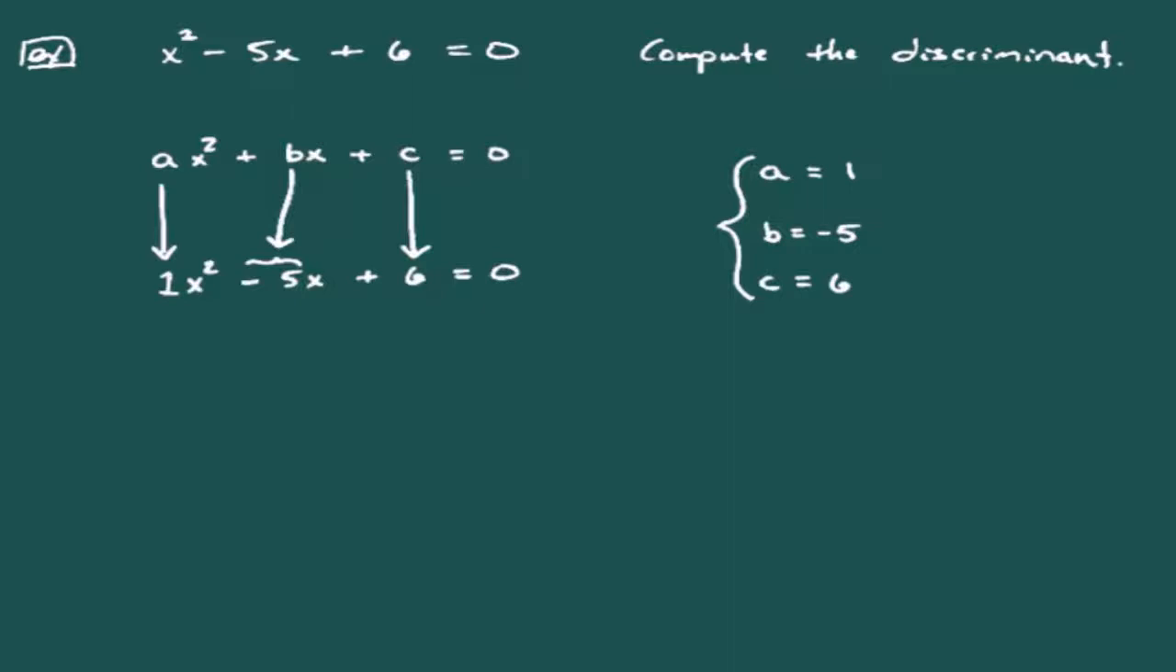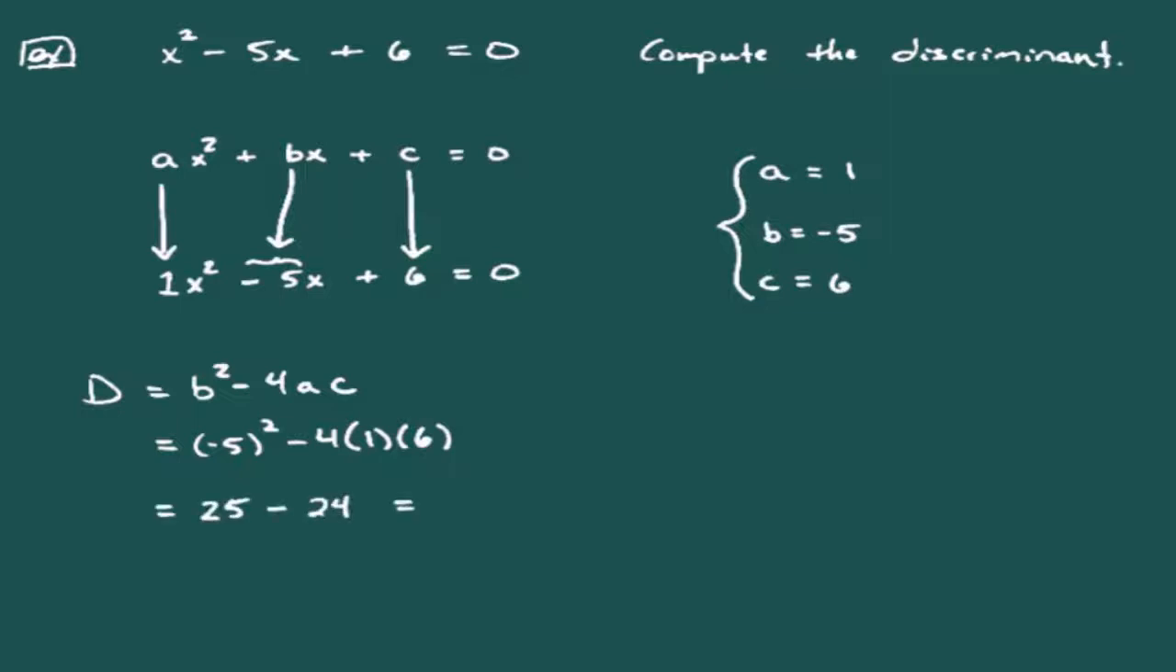If we come down and compute the discriminant, we've got capital D is equal to b squared minus 4ac. Plugging in the values, b is negative 5, so we've got negative 5 squared minus 4 times a, which is 1, times c, which is 6. Well, negative 5 times negative 5 gives us 25. 4 times 1 times 6 gives us 24, and 25 minus 24 gives us 1. Since that's positive, that tells us that we have 2 real roots.